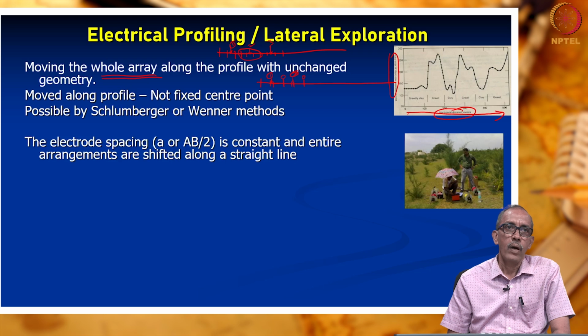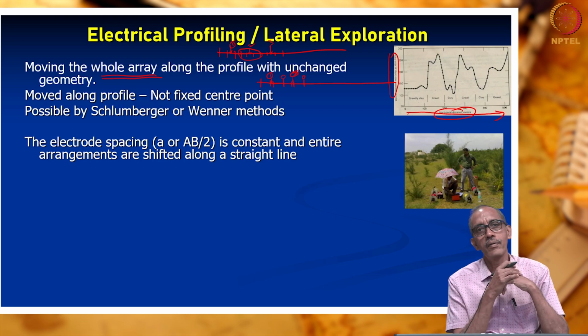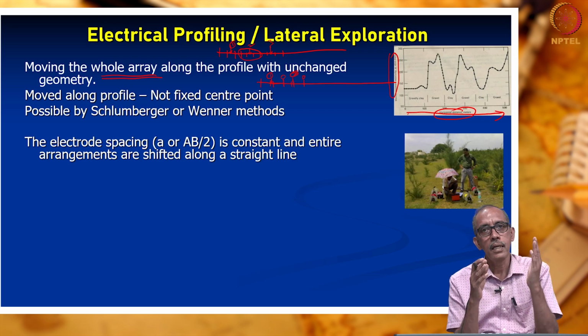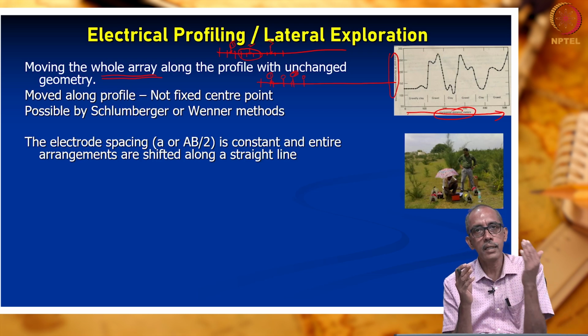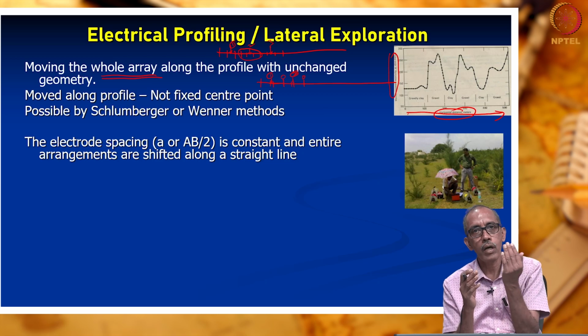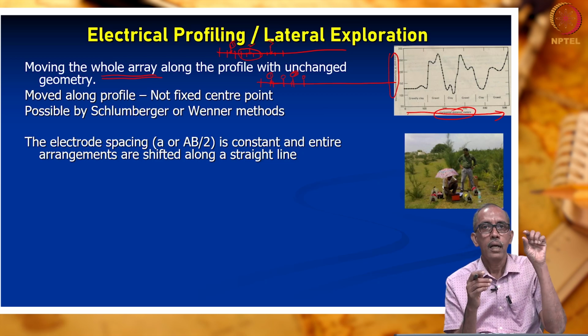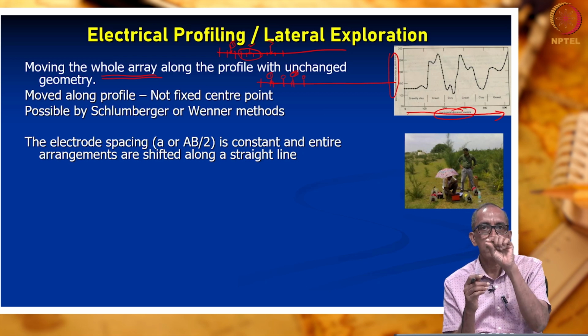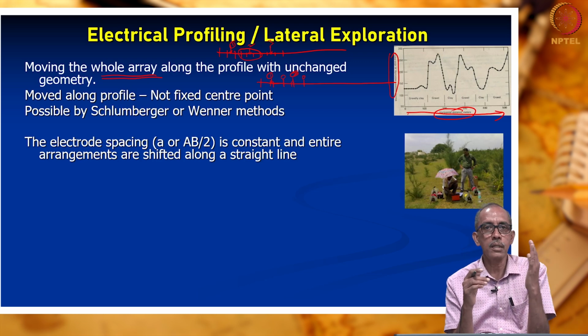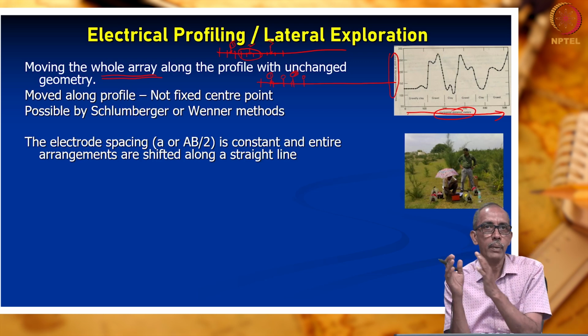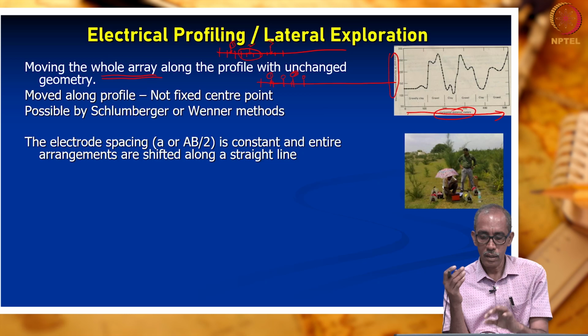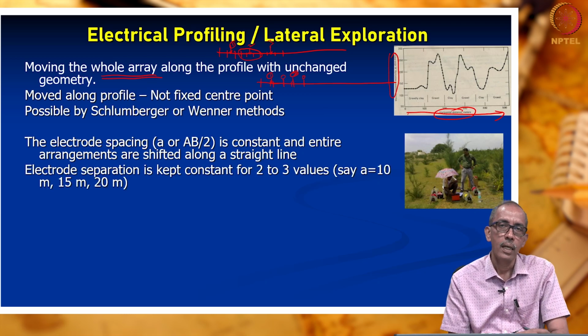In this method, what we are doing is, we keep the distances between the electrodes constant. The center point of the spread is changing, right? That means we keep moving, progressing along a profile. Our center point alone keeps changing, but the distances between the electrodes remain the same. That is what is known as electrical profiling.